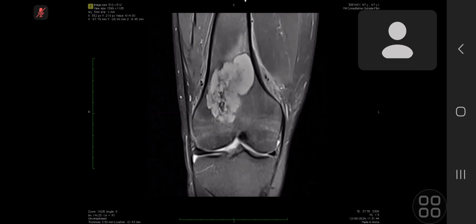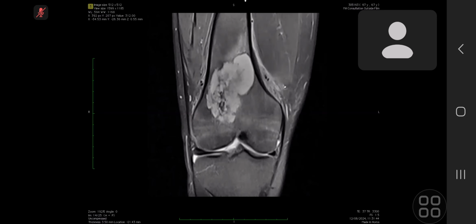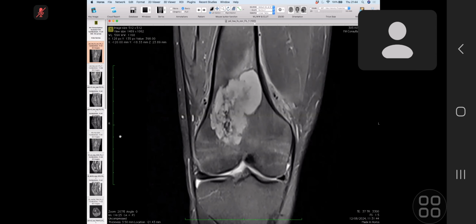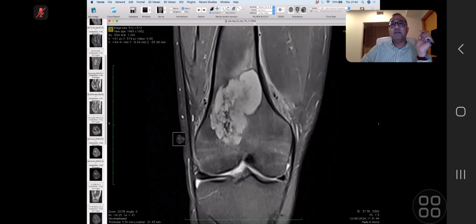Besides this, I can see some areas of marked hypointensity in the central portion of the lesion. But there's no obvious cortical break which I can see, although it seems to be reaching up to the inner cortical margin of the bone, probably at the medial aspect. But I don't see any obvious cortical involvement or extraosseous extension. Yeah, I'll give you an axial view.